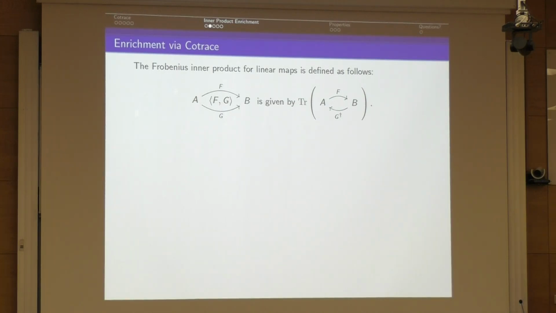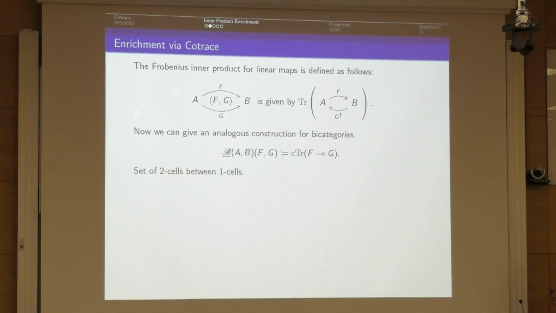So if you have two finite dimensional Hilbert spaces, or inner product spaces, A and B, and you have two linear maps between them, living between those two linear maps is a scalar, and this scalar is given by an inner product. So the inner product is defined by taking the trace of F followed by the adjoint of G. So we don't have adjoints, but we do have right Kan lifts, and so we can do an analogous construction, but in the case of bicategories, using this cotrace definition.